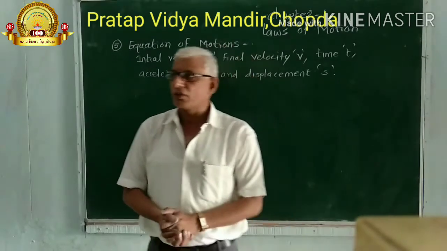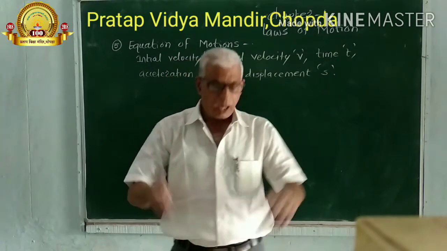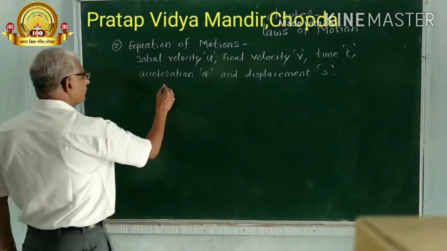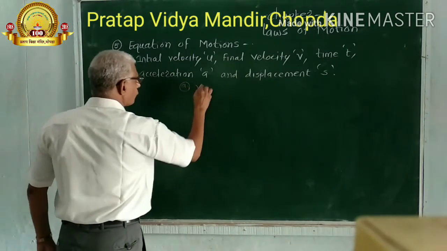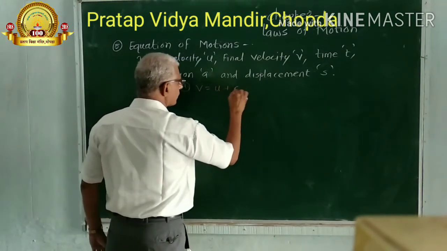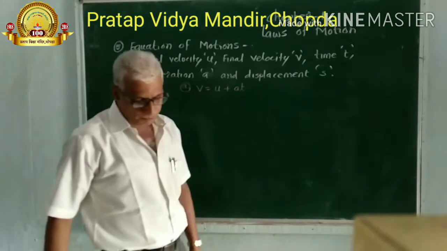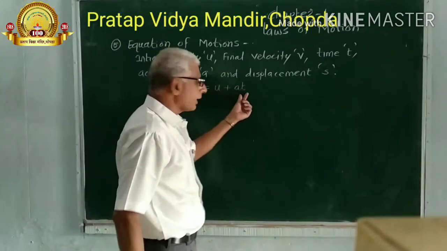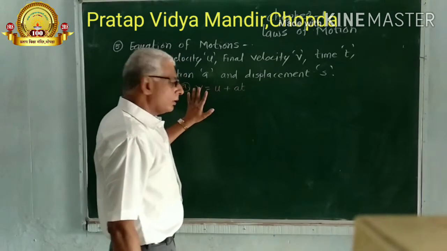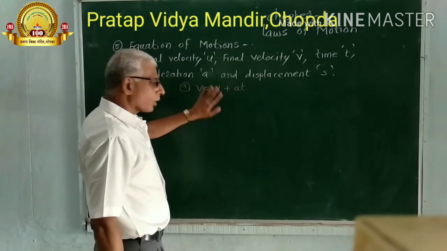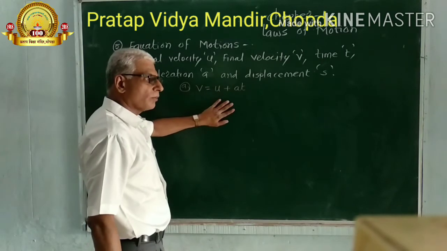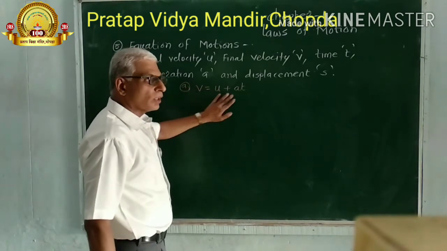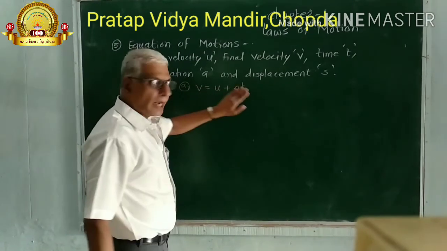The three equations of motion are formed there. They are as follows. First equation: v is equal to u plus a into t. This equation shows the relation between velocity and time. This equation is formed for uniformly accelerated motion.